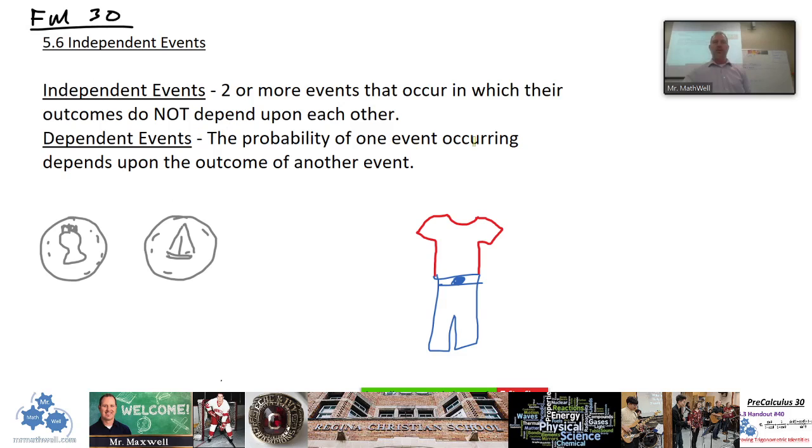The probability of one event occurring depends upon the outcome of another event. So I've also crudely drawn a pair of pants and a t-shirt. You may think, well, there are certain shirts that I would never wear with certain sets of pants. Maybe the colors don't go. I'm not really a fashion guy, so I don't really know. But the probability that you would wear a certain type of shirt might depend on what happens with the bottom. They might be connected, so they might be dependent events.